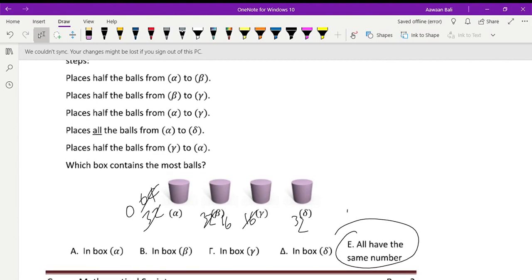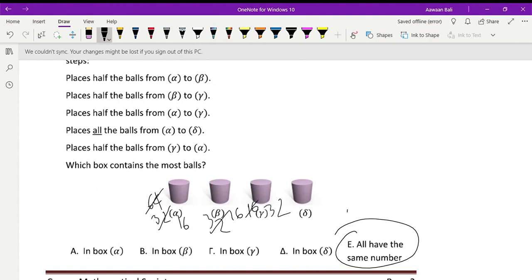Yeah, beta to gamma. I missed something. Sorry. Okay, wait. Let's start again. Since alpha has 64, and we have it 32 and 32. Half the balls from beta to gamma. So 16 and 16. Half the balls from alpha to gamma. So there'd be 16 here, and there'd be 32 here now.